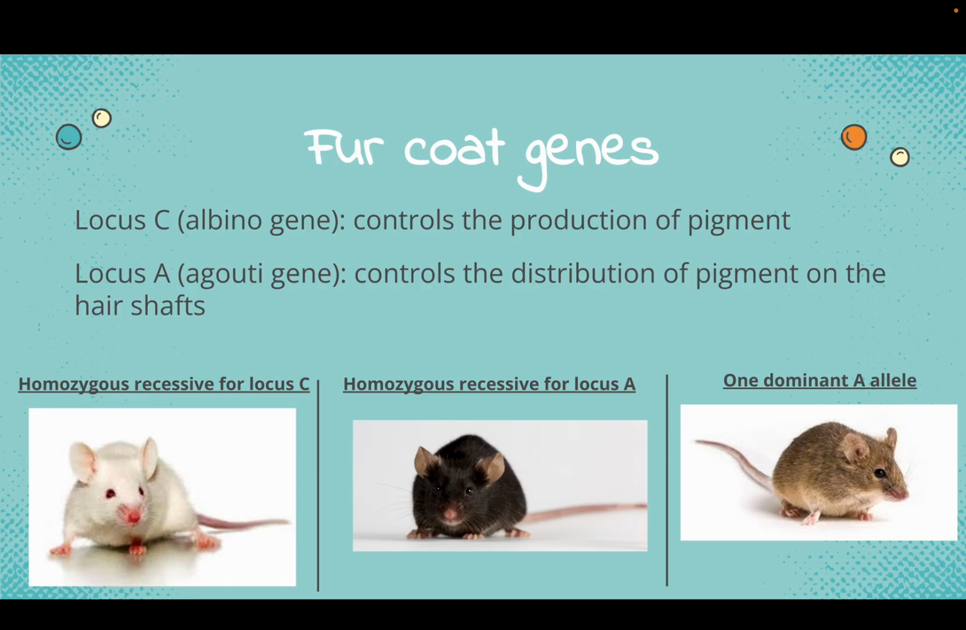However, when we have a functional locus C gene, then locus A becomes much more influential in influencing the fur coat color of mice. Being that when locus C is functional but locus A is homozygous recessive, we get black mice, showing proper production of pigment but improper distribution of pigment. However, when we have a functional locus C gene and at least one dominant A allele for the locus A gene, then we get brown mice, showing proper production of pigment and proper distribution of pigment.